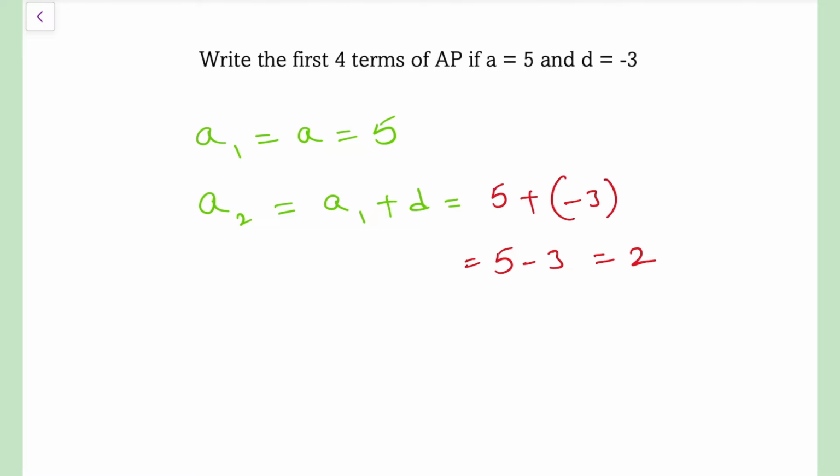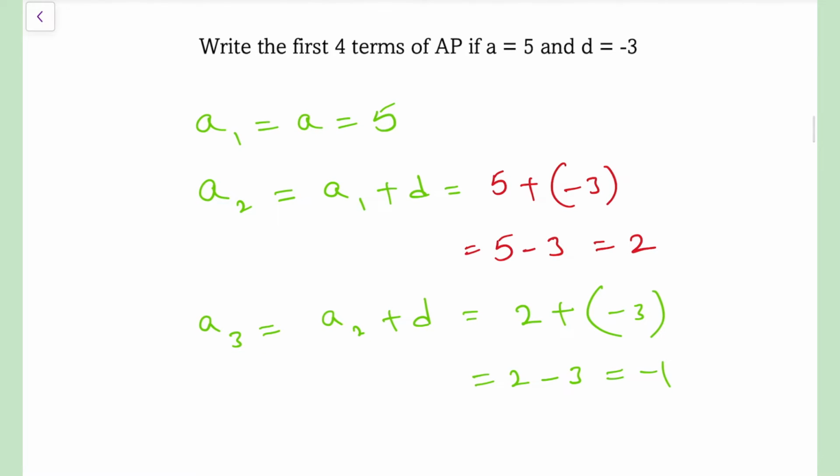Next, finding the third term. How will we find this third term? To the second term, we need to add the common difference. What is the second term? 2 plus what is the common difference? Minus 3. That will be 2 plus into minus, minus 3. 2 minus 3 is minus 1.